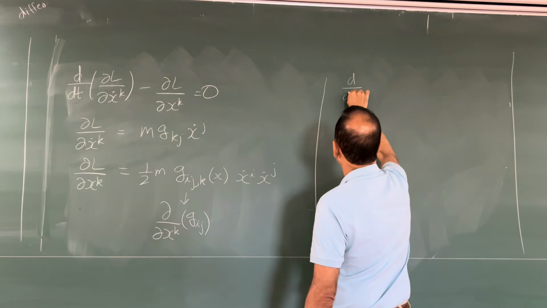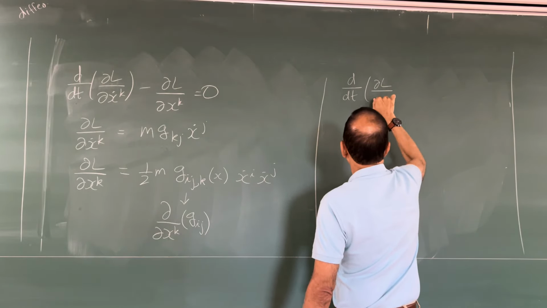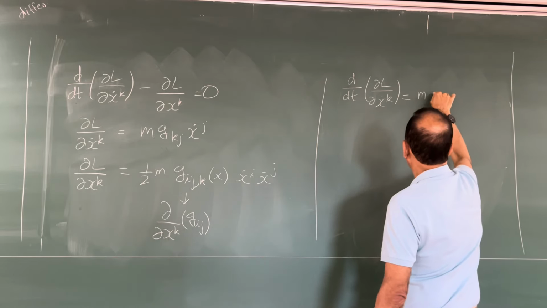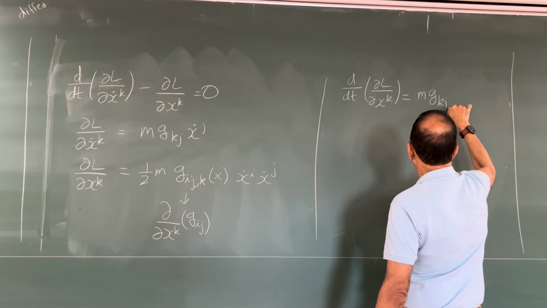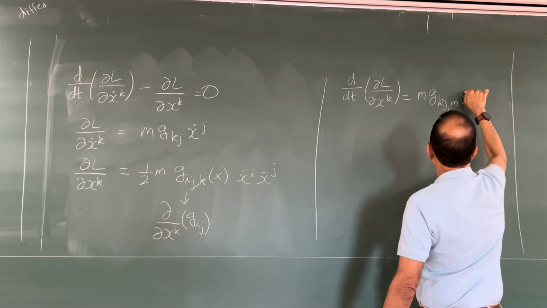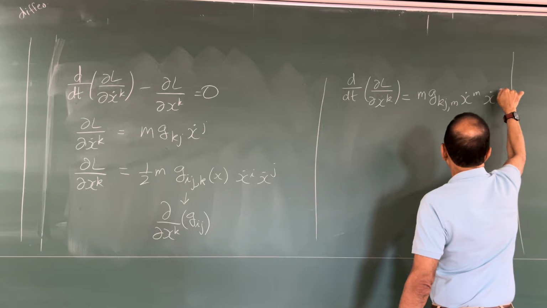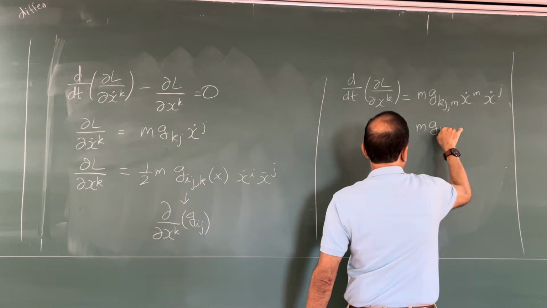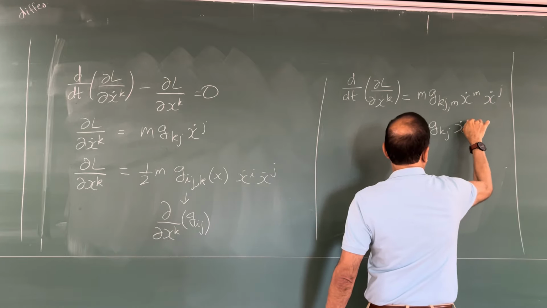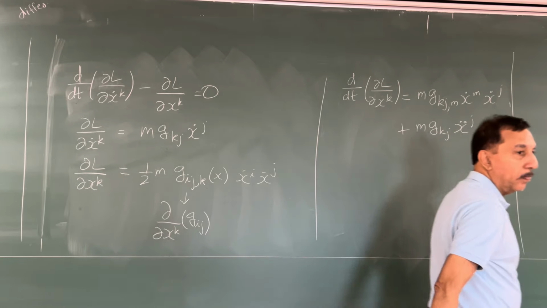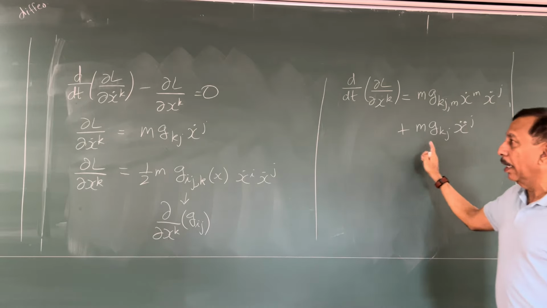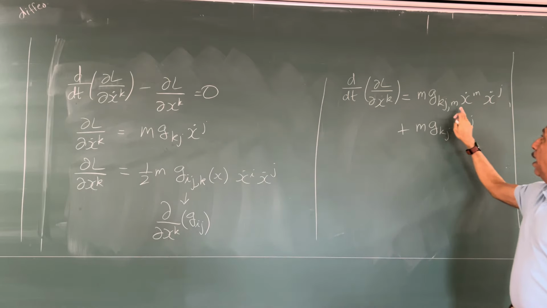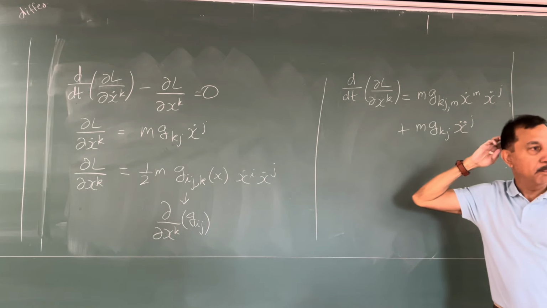So d by dt of del L by del x dot k is equal to m g_kj m x dot j plus m g_kj x double dot j. So in this term I differentiated this x dot. In this term I differentiated g with respect to x^m, and then I differentiated x^m in time.